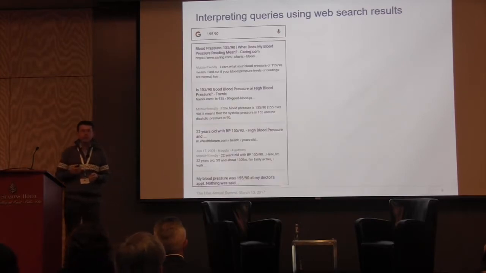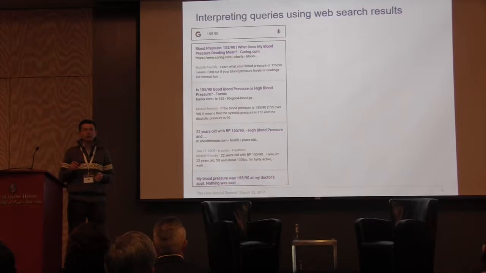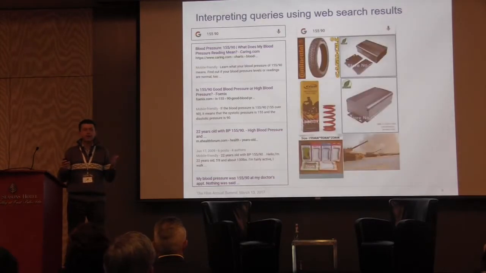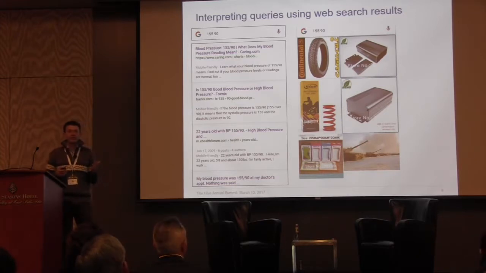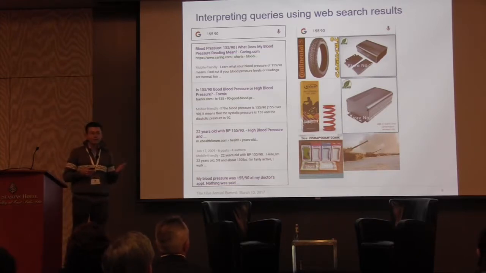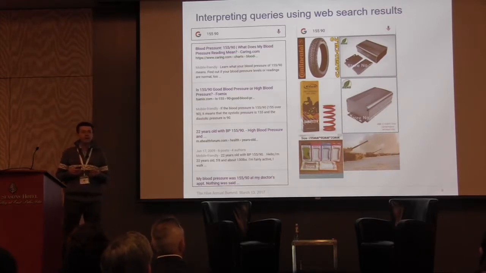And indeed, if you look at Google search results, all top search results are about the blood pressure interpretation of this query. It doesn't have to be this way. 155.90 could be a car's tire size. It could be a cell phone case. Or this is my all-time favorite. I'm sorry.